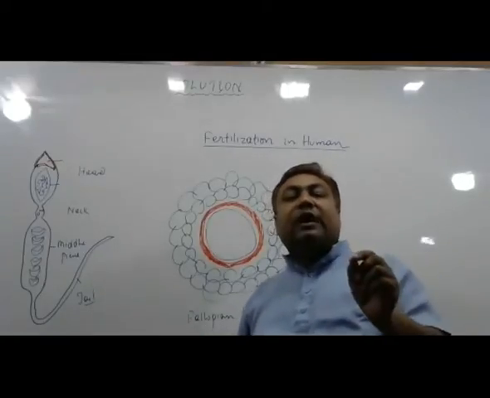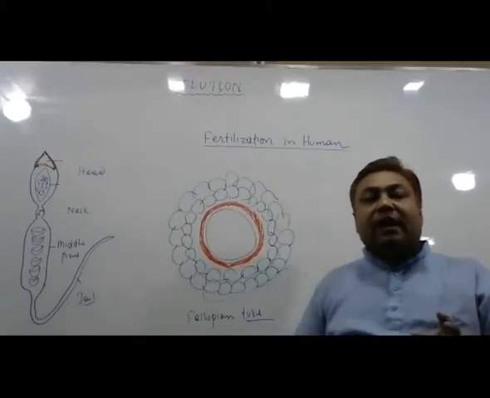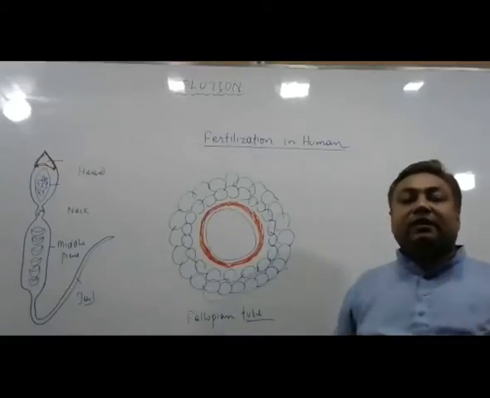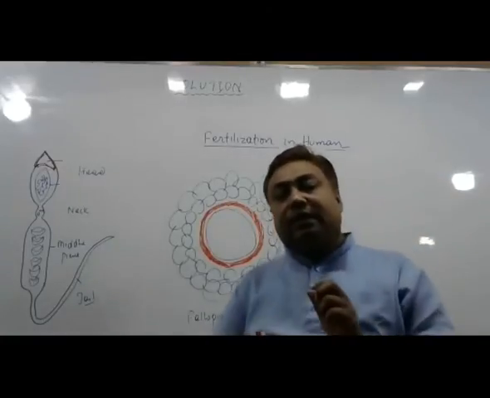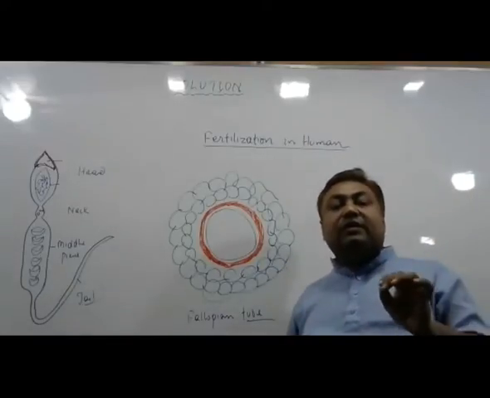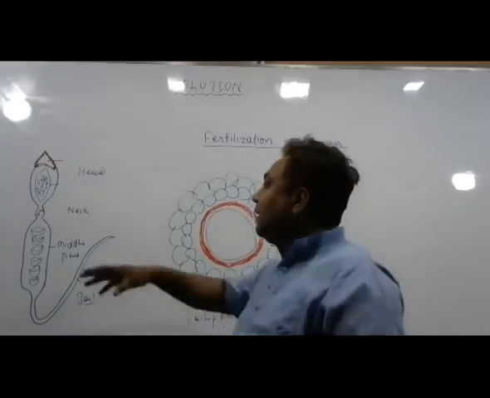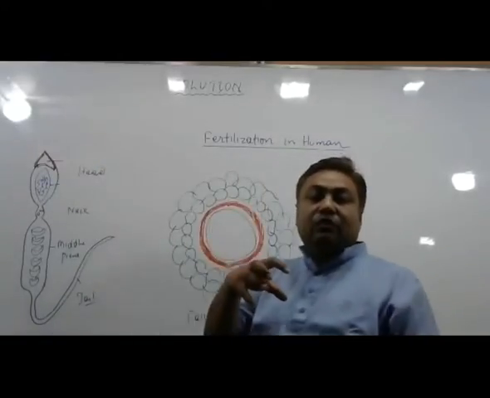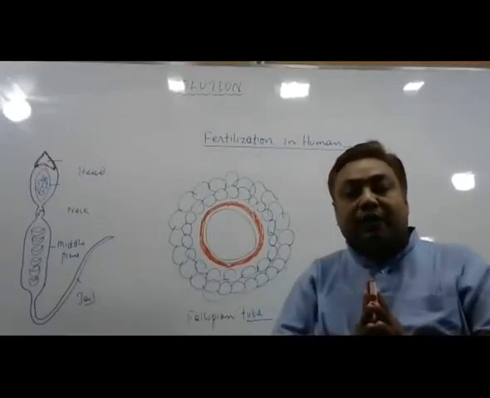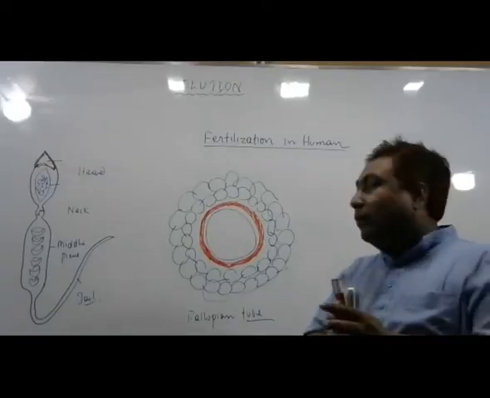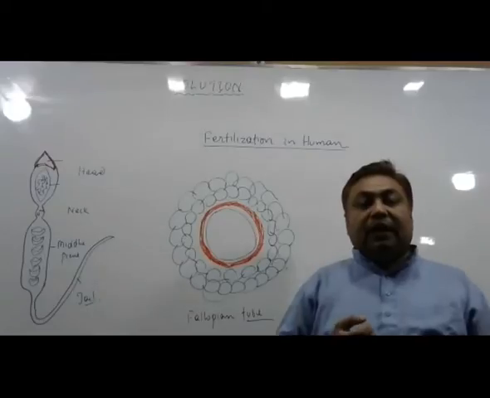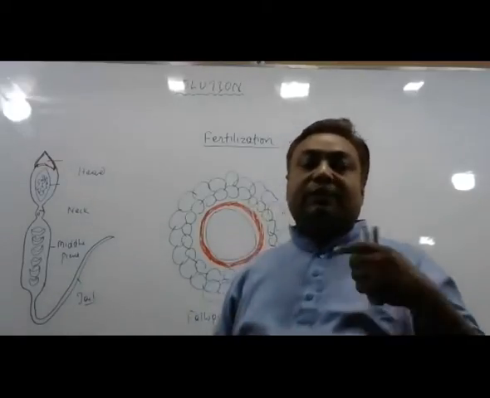Then there is a term called capacitation. Capacitation means activation of the sperm in vagina. There are several factors present in the vagina which activate the sperm by removing cholesterol vesicles present in the sperm. Sperm heads are covered by cholesterol. So the cholesterols are destroyed, and by this process, the sperm becomes active. The activation of the sperm in vagina is called capacitation.